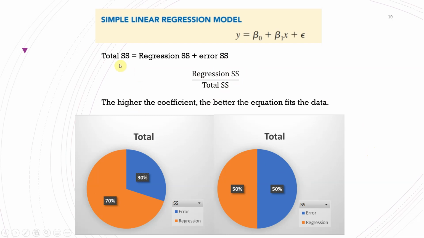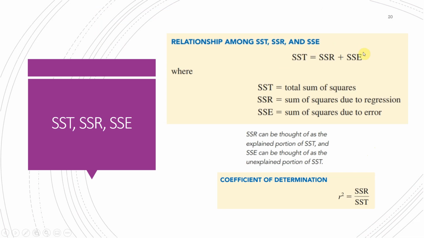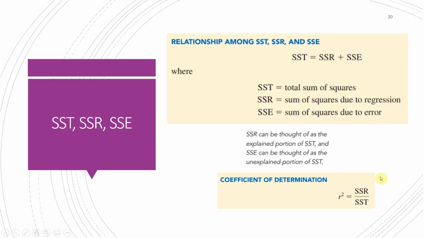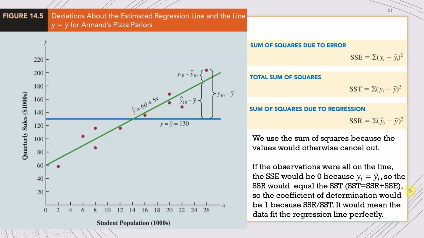If that's how this works, we need to figure out how to calculate all of these sums of squares. This is the relationship between them. The sum of squares total equals the regression plus the error, and the coefficient of determination, R squared, is defined by the sum of squares regression divided by the sum of squares total, which is what we're trying to explain here. This is the equation we want to solve in order to determine the coefficient of determination, which will tell us how well our data fit this estimated regression equation.